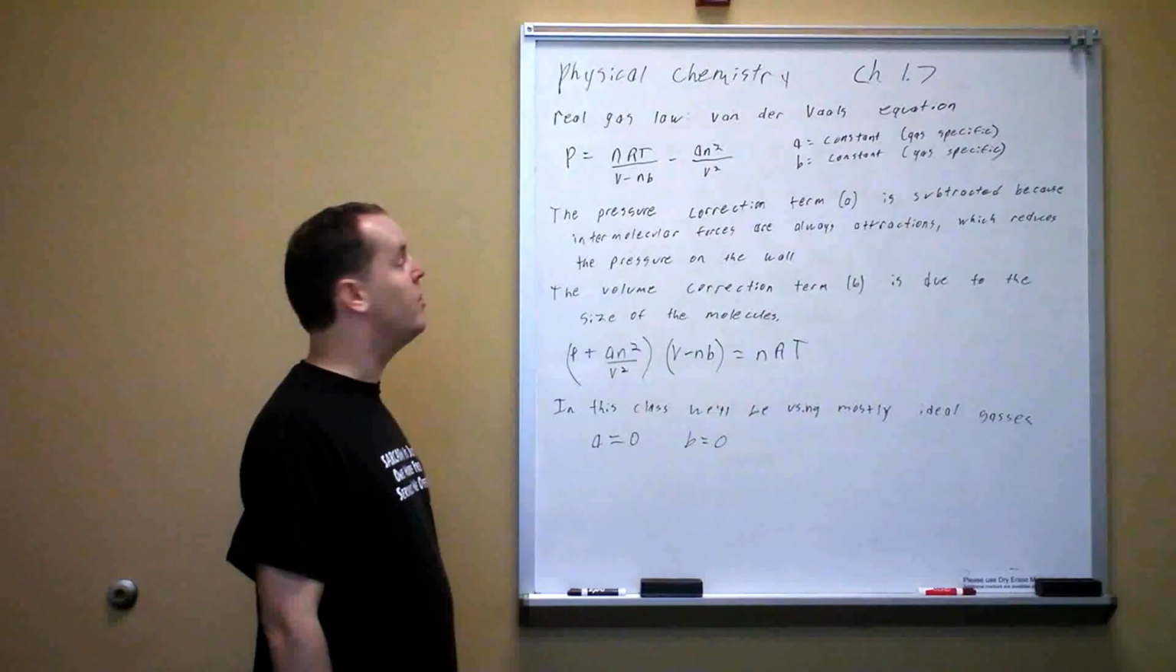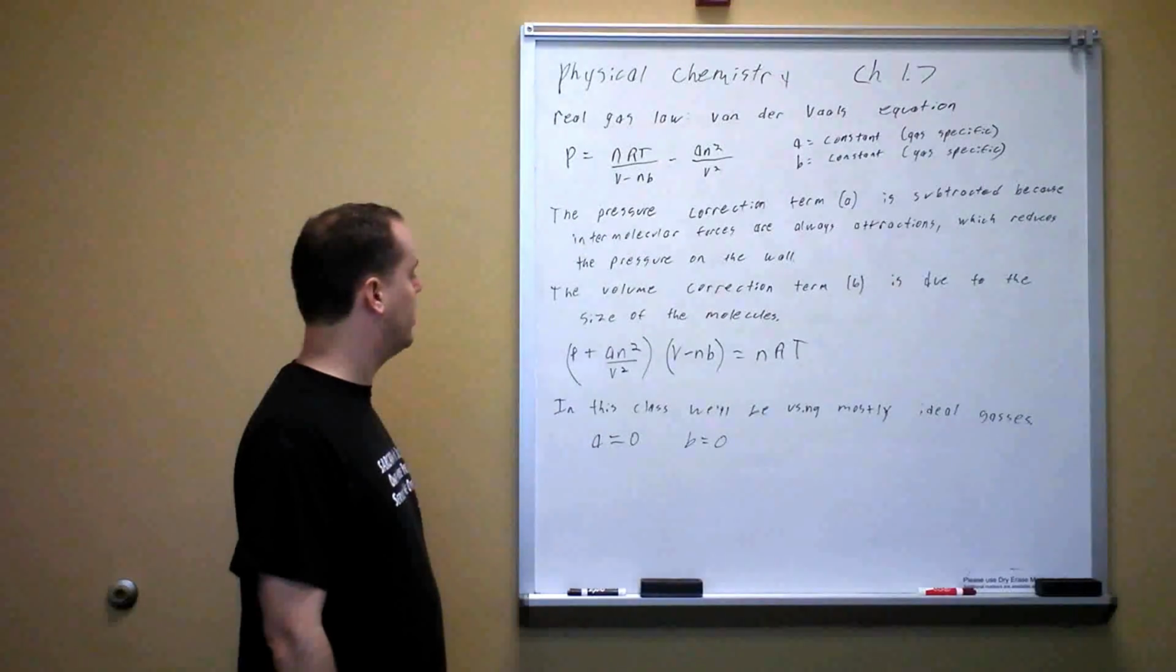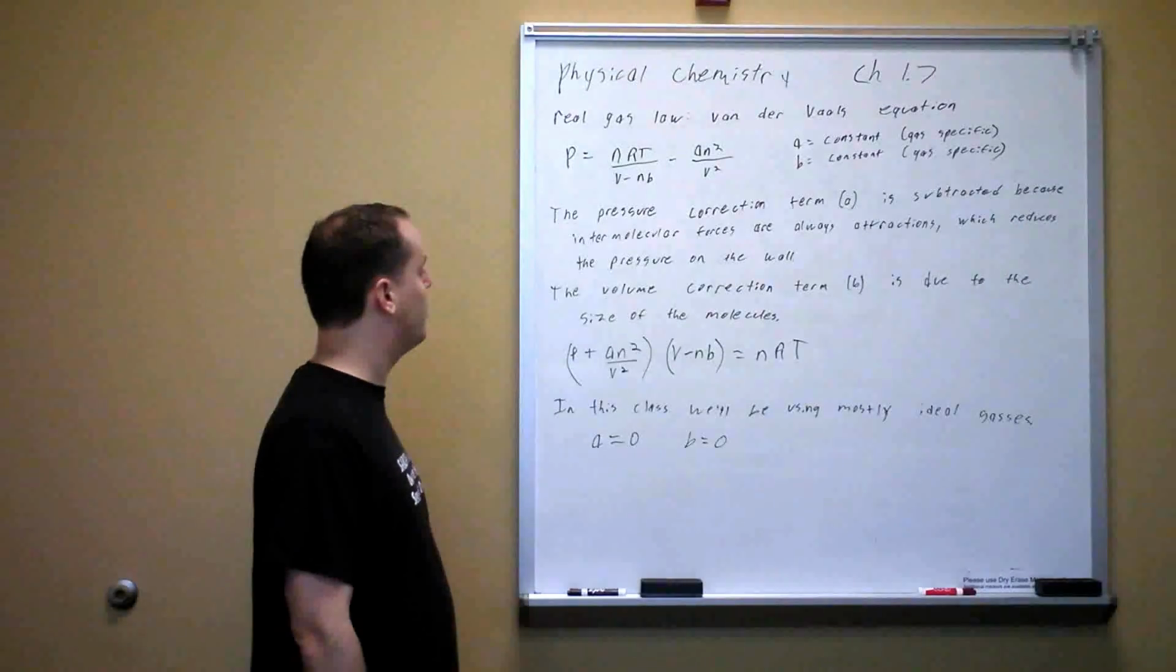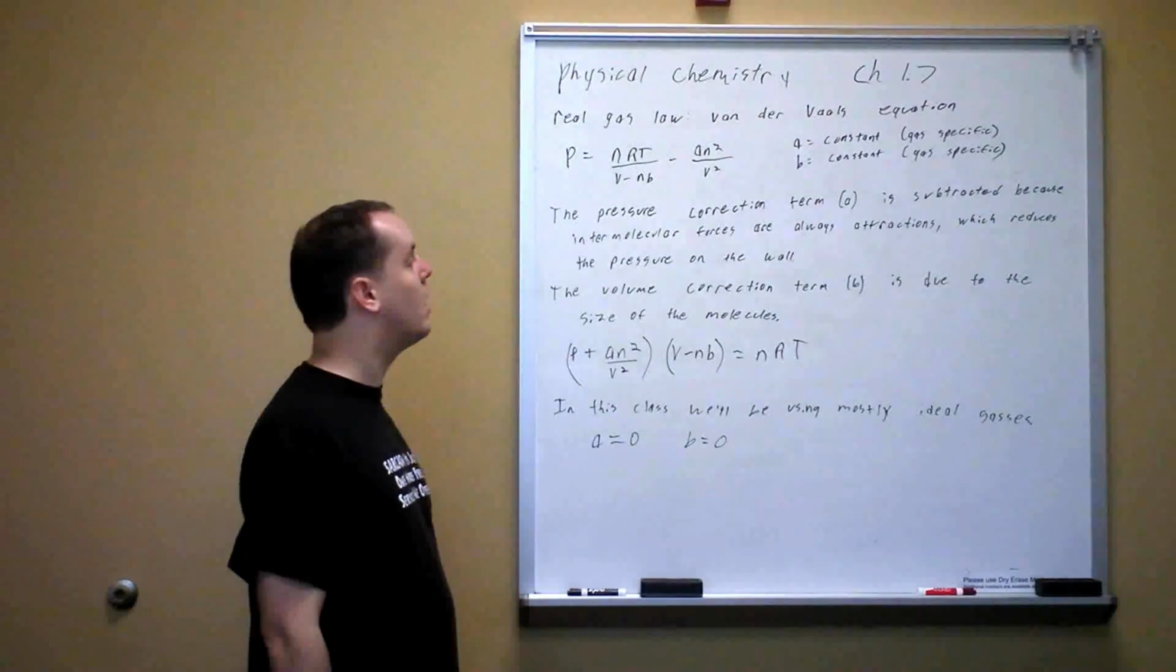In this class, we're not going to be using this though. We're going to be assuming ideal gases. So if you put in a equals 0 and b equals 0 and simplify, you'll notice that it's still equal to PV equals nRT.